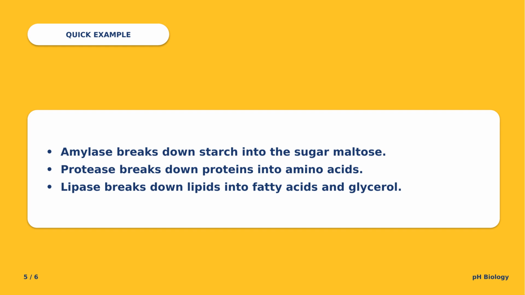Quick example: amylase breaks down starch into the sugar maltose. Protease breaks down proteins into amino acids. Lipase breaks down lipids into fatty acids and glycerol. 3 enzymes, 3 substrates, 3 sets of products. Same general idea. Bring the substrate to the active site, break the bonds.